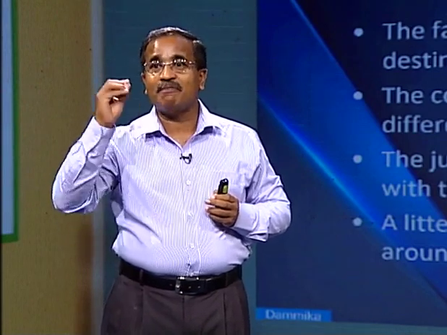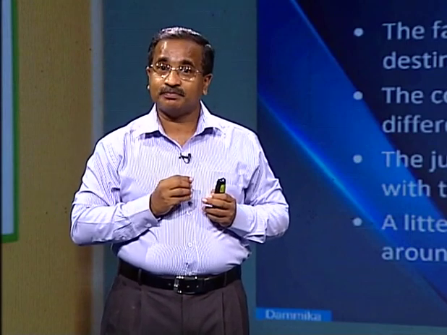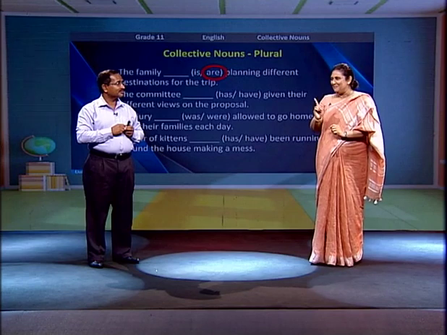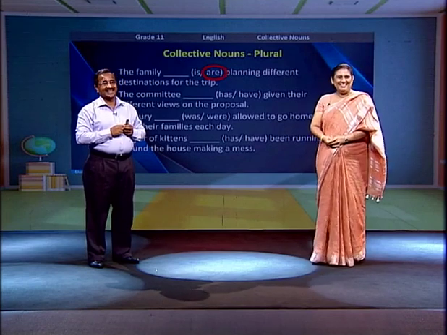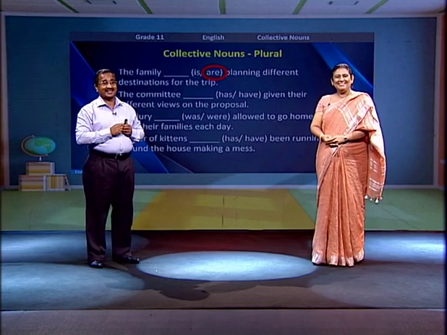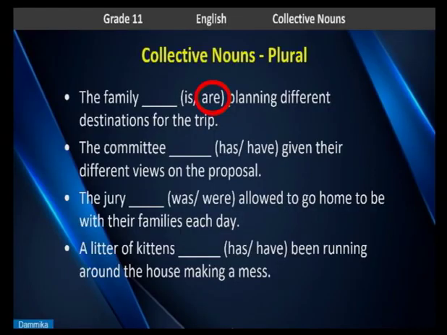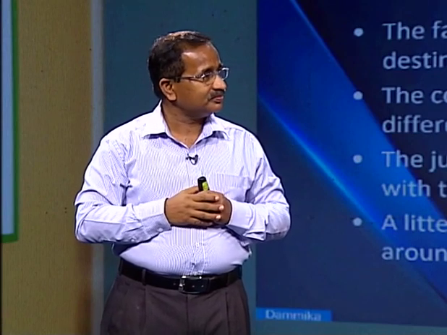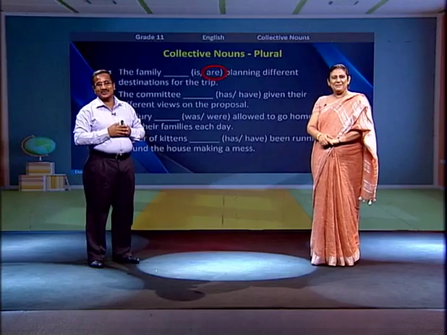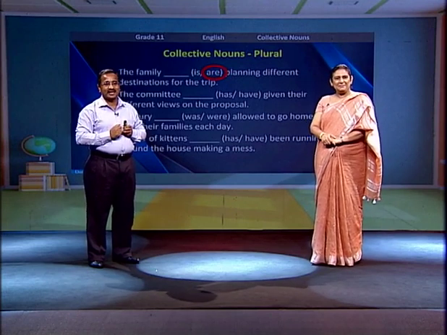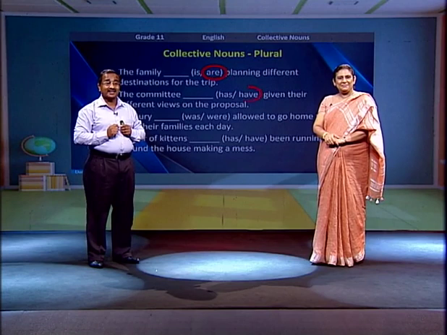The family are planning different destinations for the trip. Of course, they have different opinions, but they go to one place. Yes, that's correct. Like our children when they plan their school trips. The committee have given their different views on the proposal. The committee, we know it's one unit, but if you have a look at the meaning of this sentence, you can clearly understand that they have different views. So they are divided. Now this pronoun there gives a clue. Correct. So we can consider committee as a plural noun in this sentence, and it should carry a plural verb.